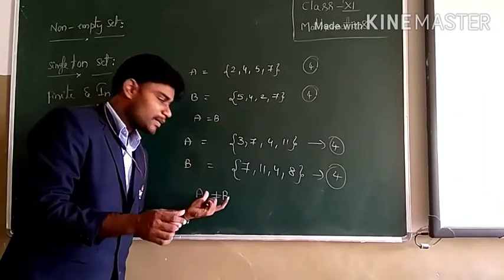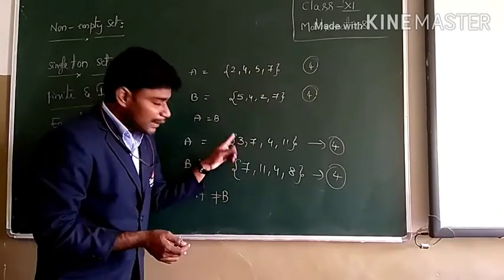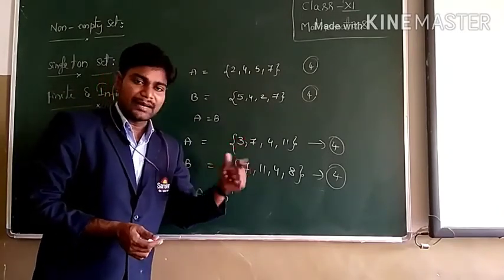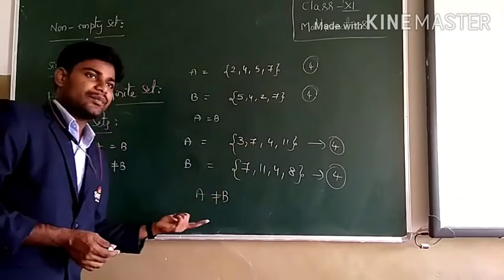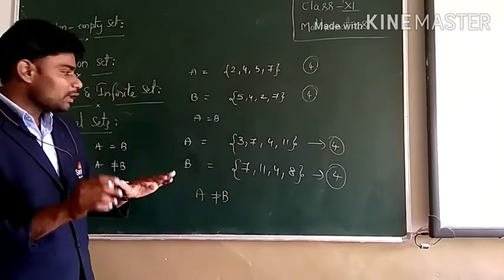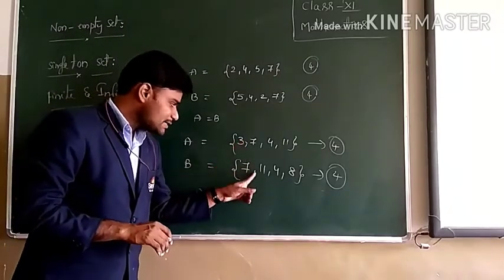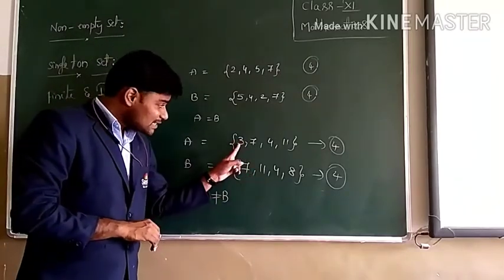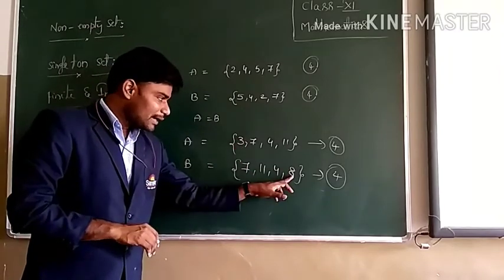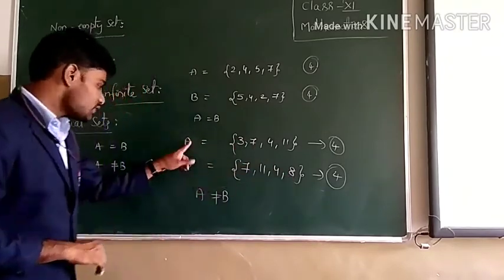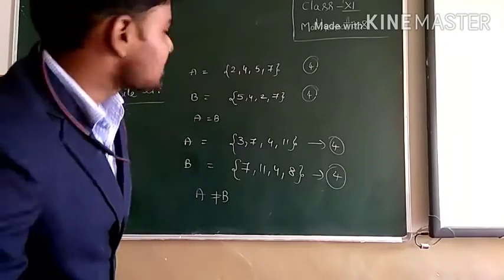When A equals B, every element of A is an element of B and every element of B is an element of A, and only then are A and B equal. Here 3 is not in set B and 8 is not in set A. So that's why A and B are unequal sets.